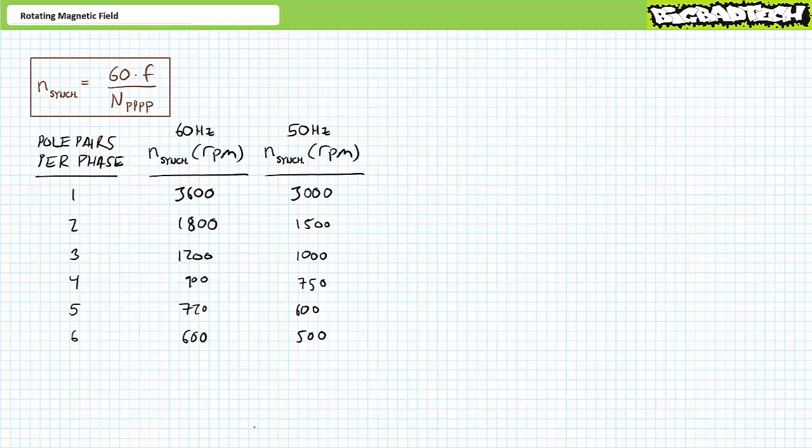Motors with 3 pole pairs per phase have a synchronous speed of 1/3 of 3,000 or 1,000 RPM. If we continue in this fashion, we'd find that motors with 4 pole pairs per phase have a synchronous speed of 1/4 of 3,000 or 750 RPM, and so on. If you work with these systems long enough, you'll recognize these types of patterns.